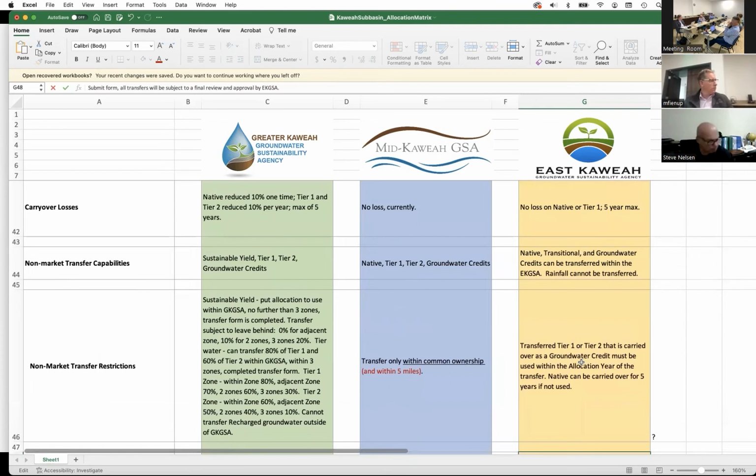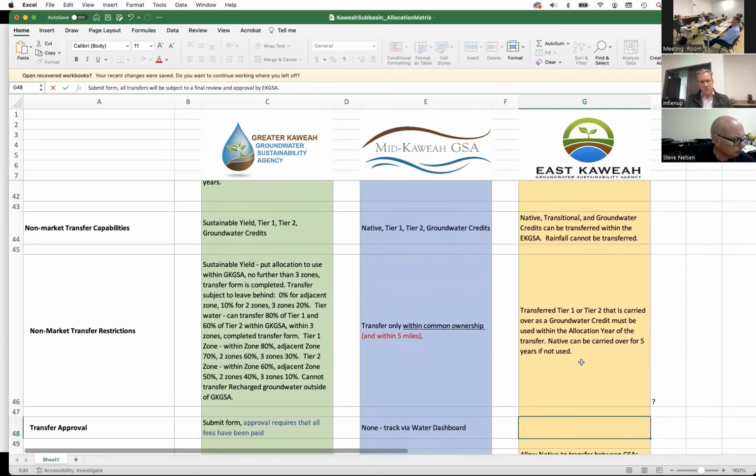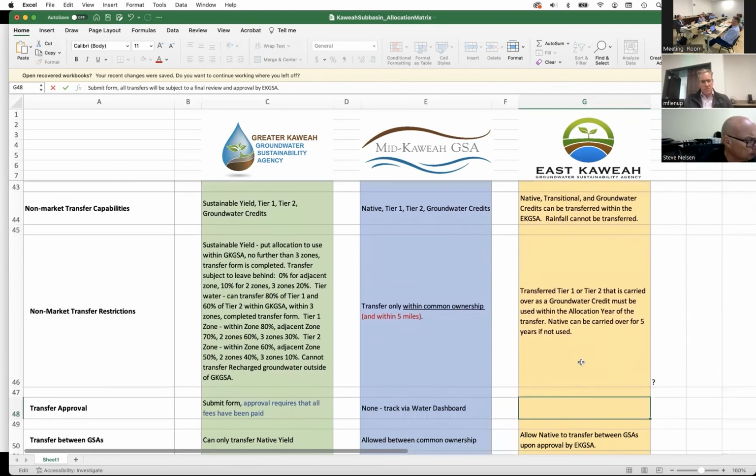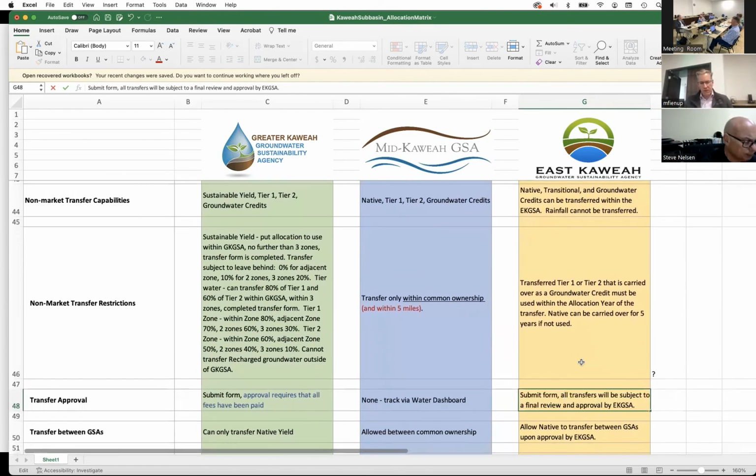So from my perspective, and only from the Mid-Kaweah, surface water credits are debited against ET by default. So there's no carrying over of surface water credits because they show up. If you have theoretically a surface water credit, it's showing up in the category as groundwater credit for recharge. There's no such thing as a surface water credit in the Mid-Kaweah.